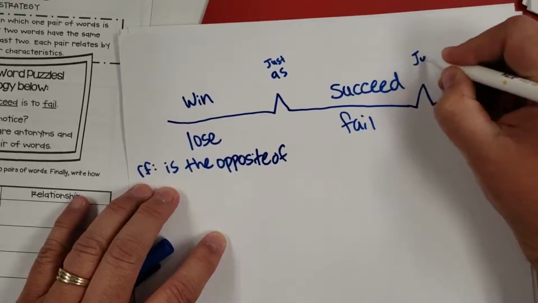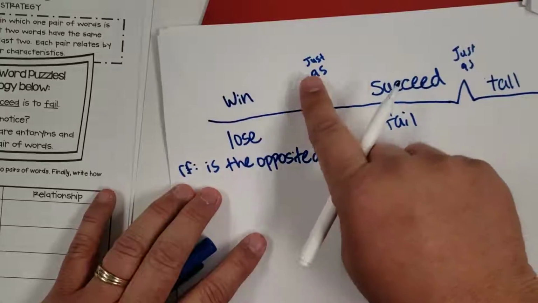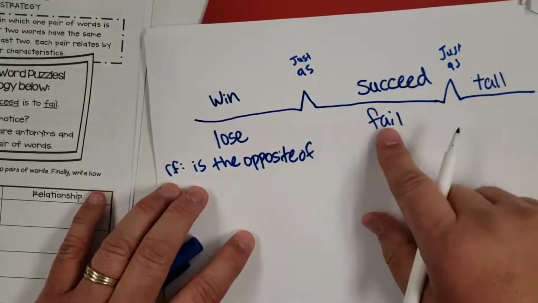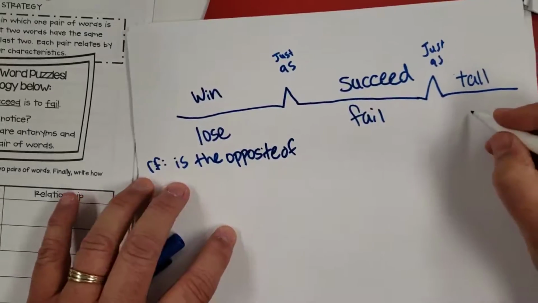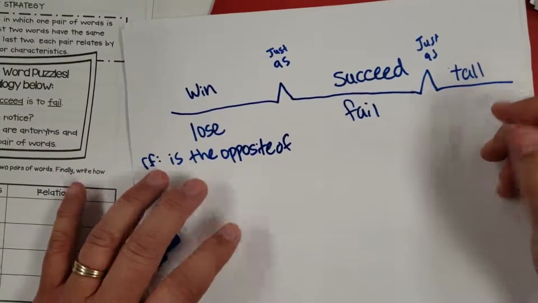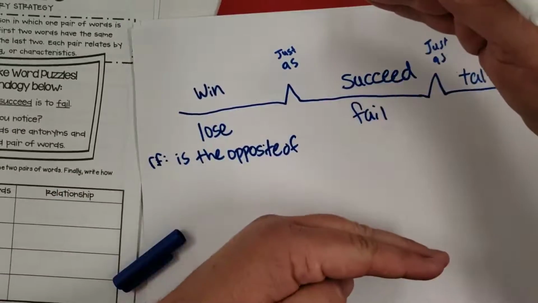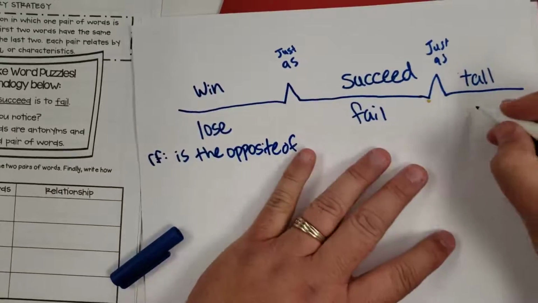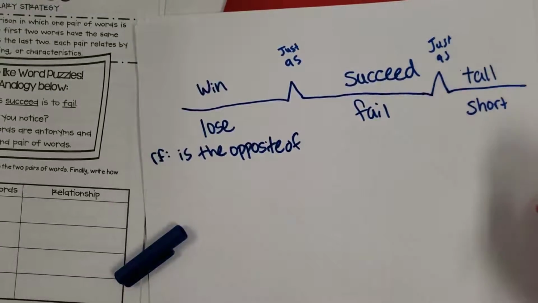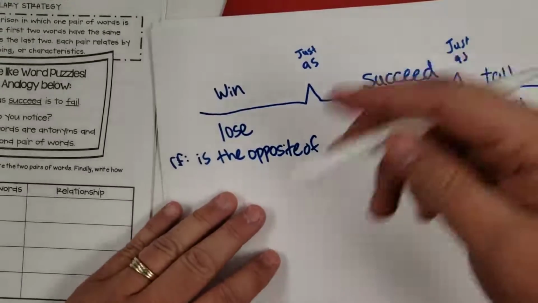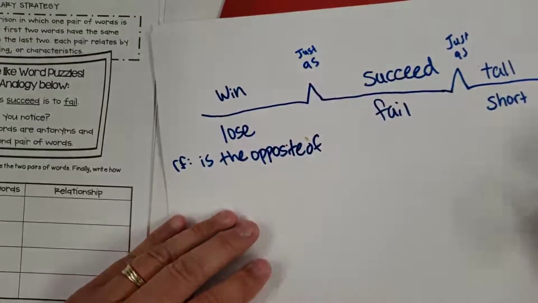So we'd say "just as." I'd say win is the opposite of lose, just as succeed is the opposite of fail, just as tall is the opposite of, now don't say small, because big is the opposite of small. What's the opposite of tall? Somebody is very tall, or they could be, what's the opposite of that? If you said short, you got it. Cool. Awesome. So when we're making analogies, we want to see what the relationship is to the words that are being compared.